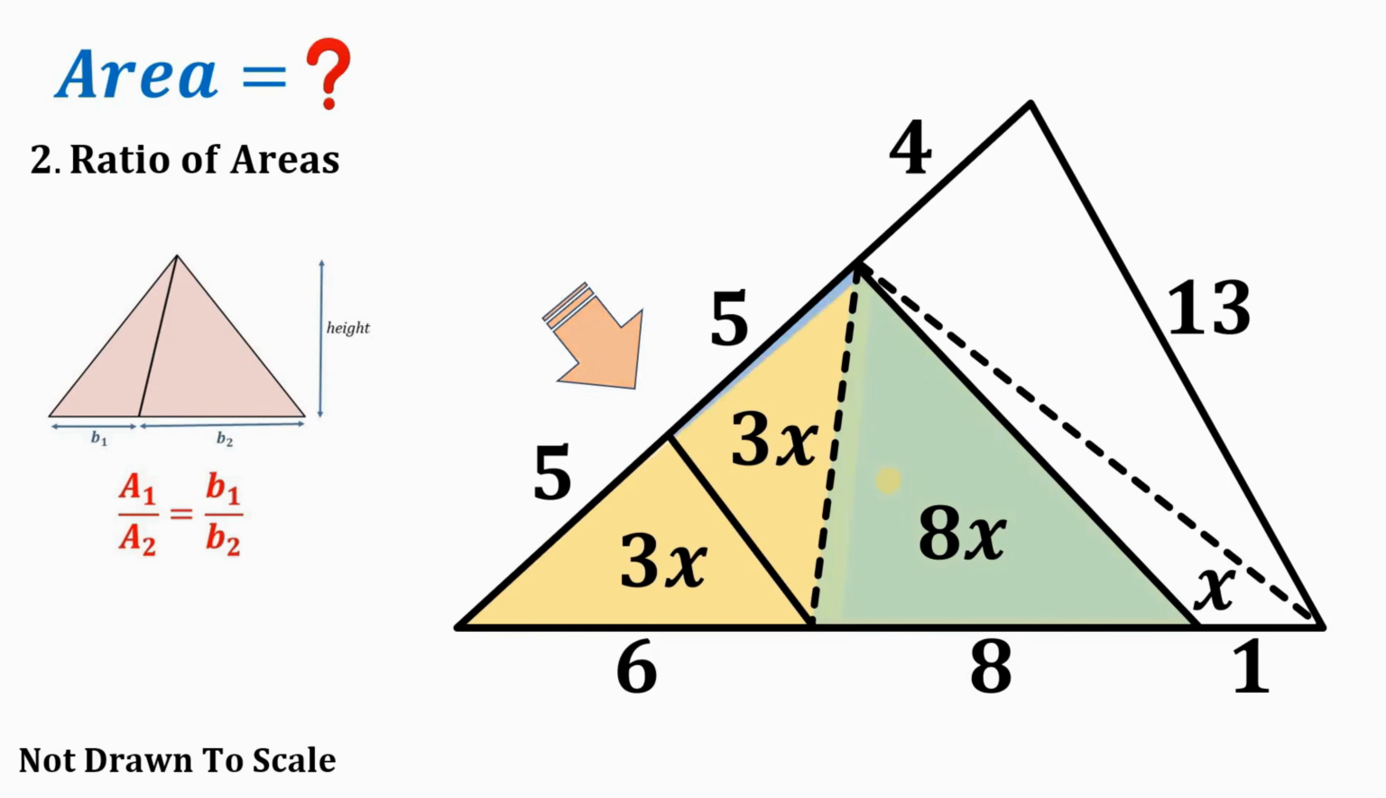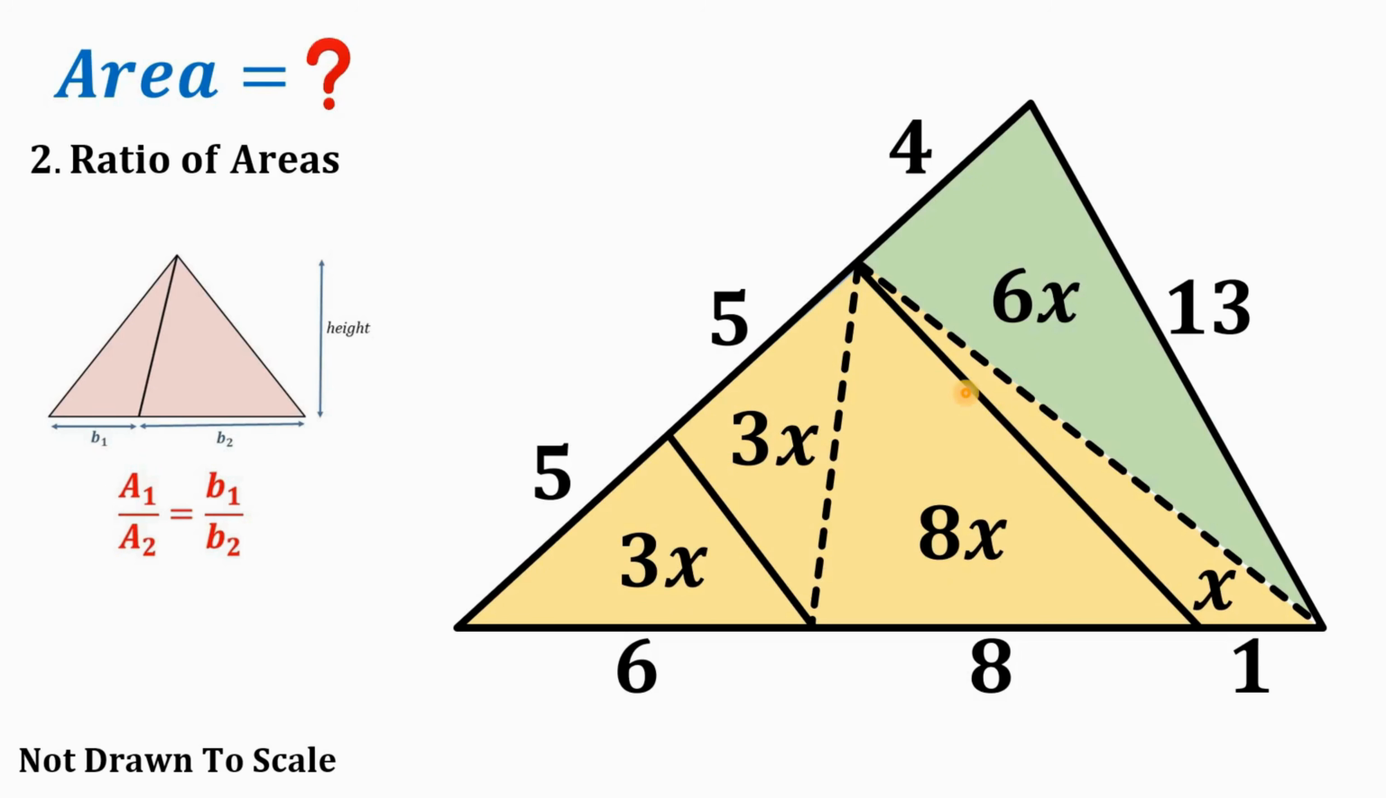Finally, let's look at these two triangles. With the base of 10 and the base of 4, obviously they have the same height. And the area of this yellow triangle must be equal to 3 plus 3 plus 8 plus 1, or simply equal to 15x. From 10 becomes 15, so 10 times 3 over 2. In short, the area of this green triangle must be equal to 4 times 3 over 2, or simply equal to 6x.